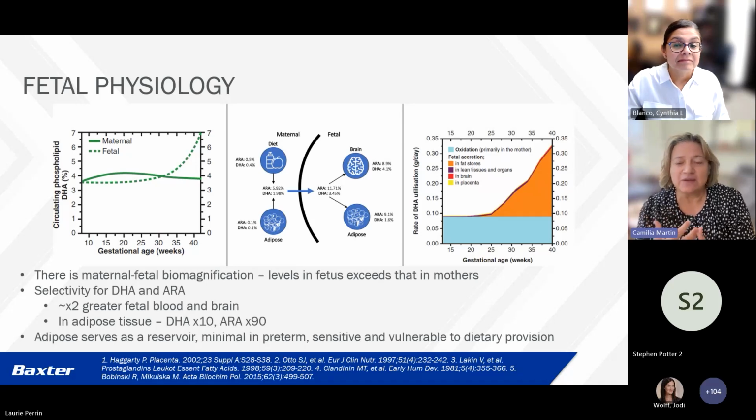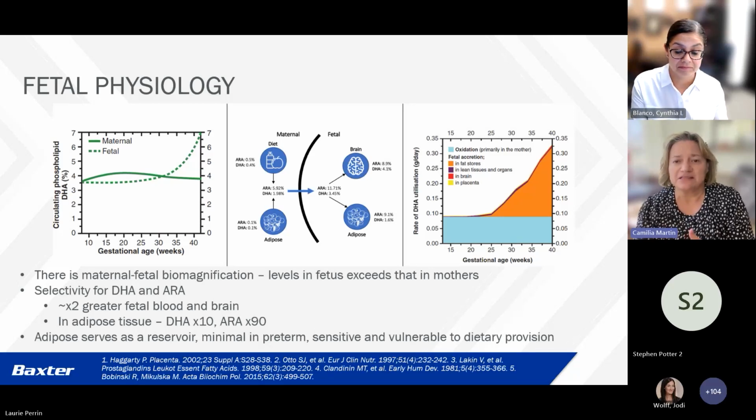This is really important to think about: what is the role of ARA then? Why is it outpacing that of DHA, especially during fetal development, where organogenesis is an important driver of fetal development? And these are my three favorite figures that illustrate these principles.